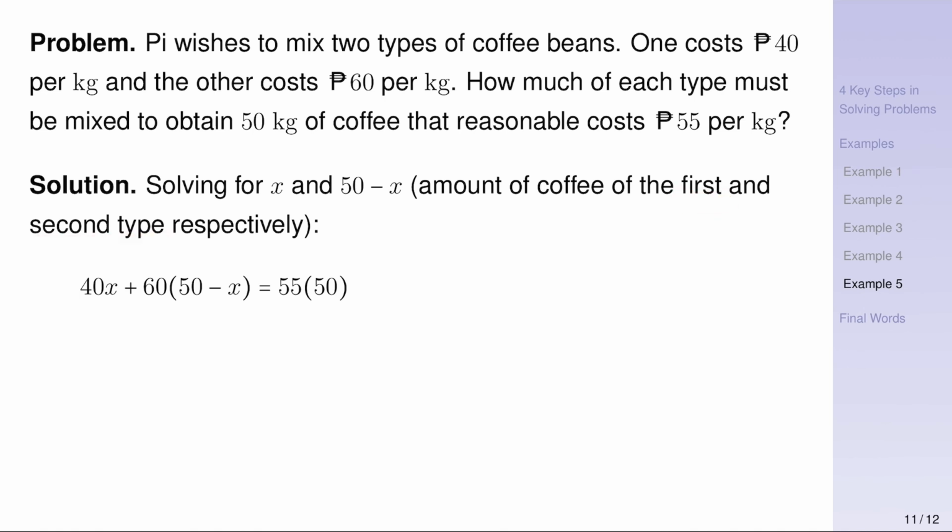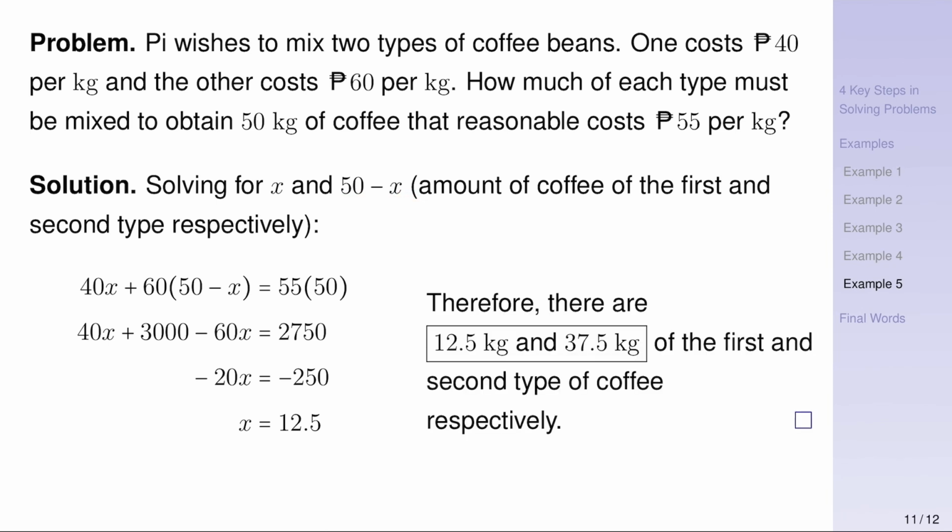So solving for x, we first distribute 60 out here to obtain 40x plus 3000 minus 60x, and then multiply this to obtain 2750. Add these two and move 3000 to the other side to obtain negative 20x equal to negative 250. Divide negative 20 both sides and that would yield 25 over 2 or 12.5, and that is for x. So solving for 50 minus x, we subtract 50 by 12.5 to obtain that the type 1 coffee would contain an amount of 12.5 kilograms while the second amount would contain 37.5 kilograms. And that is the answer for this problem.